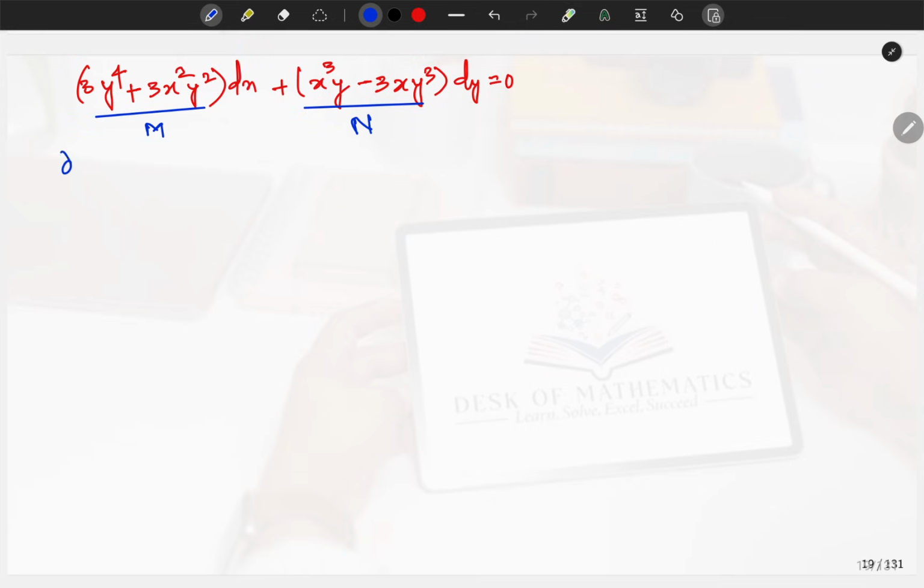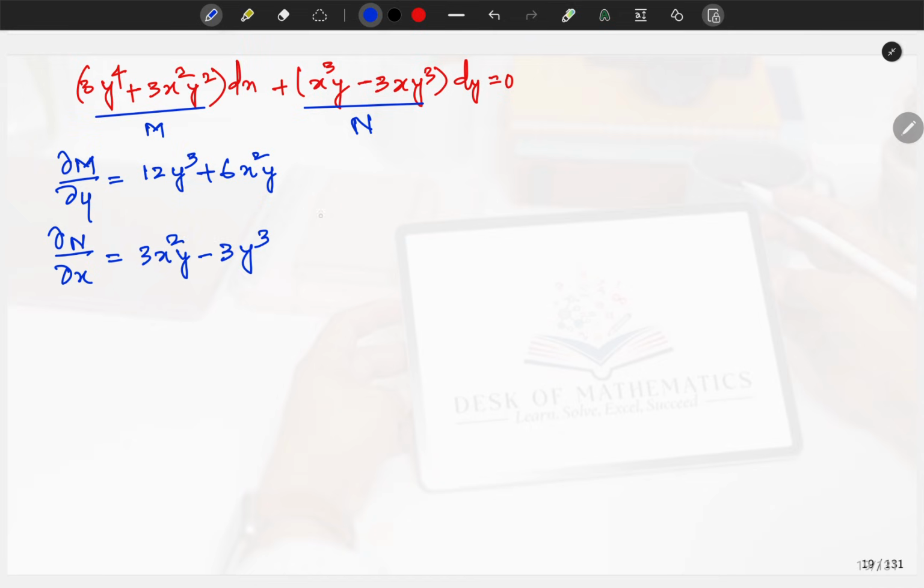So you have to check ∂M/∂y, which is 12y³ + 6x²y, and ∂N/∂x, which is 3x²y − 3y³. These two are not equal, which means it is not exact, but you can make it exact. Now you can check that this one is homogeneous, because the degrees are 4, 4 and 4.